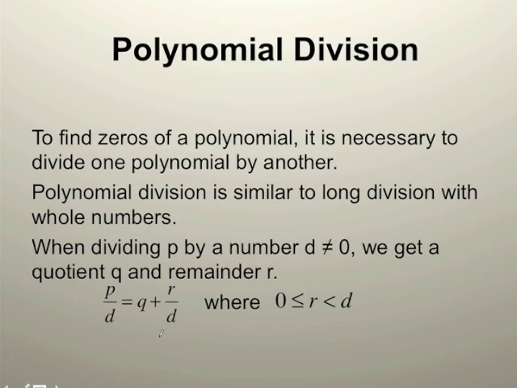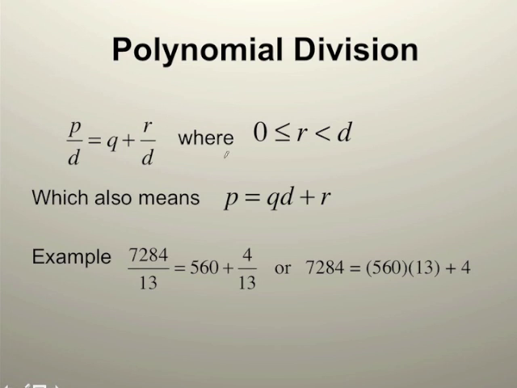Polynomial division. To find zeros of a polynomial, it's necessary to divide one polynomial by another. Polynomial division is similar to long division with whole numbers. Reminding you, when dividing p by a number d not equal to 0, we get a quotient q and a remainder r. We can write that p divided by d equals the quotient plus the remainder over d, where 0 is less than or equal to the remainder, which is less than d, the divisor.